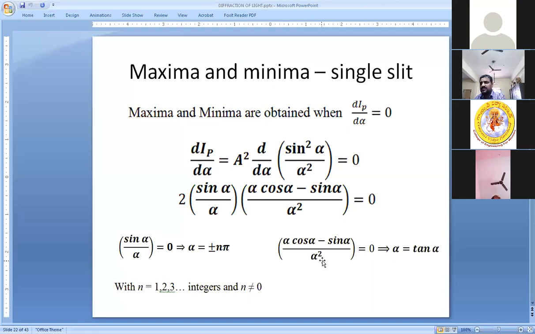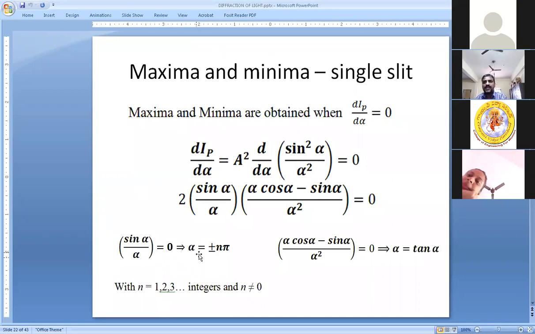Anyway, here also alpha cannot be 0 because denominator 0 cannot give you 0. So the only possibility is alpha cos alpha minus sin alpha equal to 0. And if you pull this sin alpha to the other side, it is alpha cos alpha is equal to sin alpha, or simply alpha is equal to tan alpha. Alpha equal to tan alpha is one possibility. Alpha equal to plus or minus n pi is the other possibility.